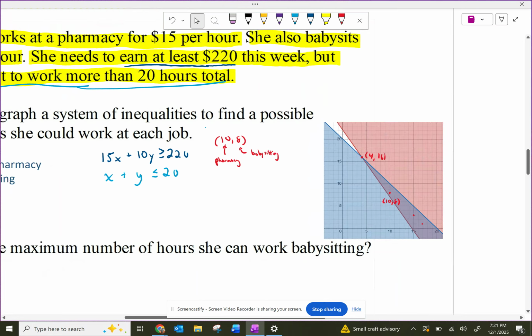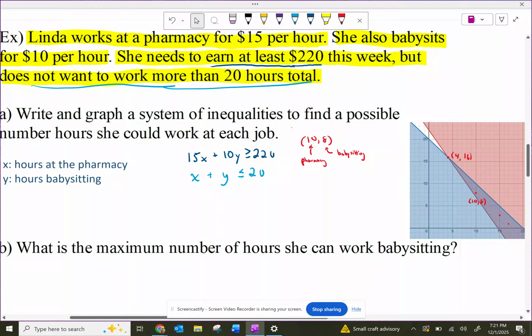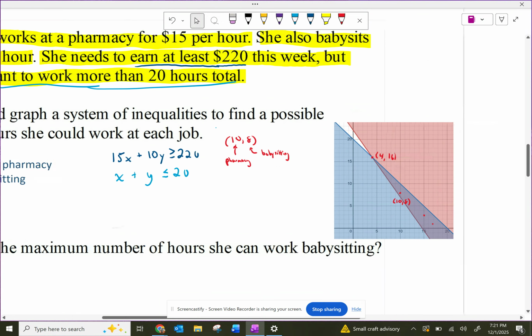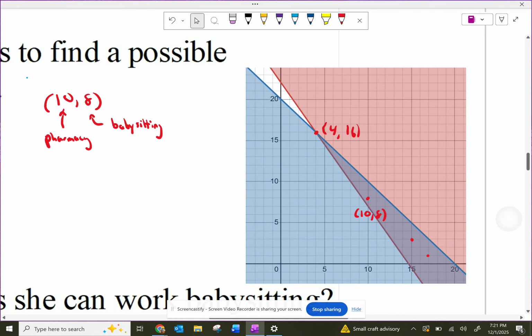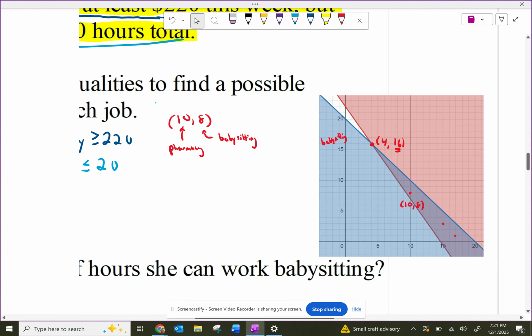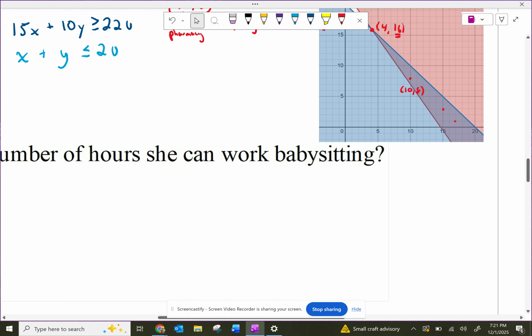The next part of the question is, what is the maximum number of hours she can work babysitting in this situation? And in this case, if babysitting is the y value, the most that she can possibly work while still making $220 is this top point right here, which is at 16. Anything above that, she will be working over that 20 hours, and that is not going to be a solution here. So 16 hours.